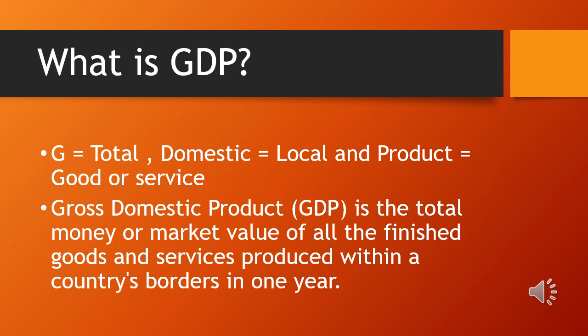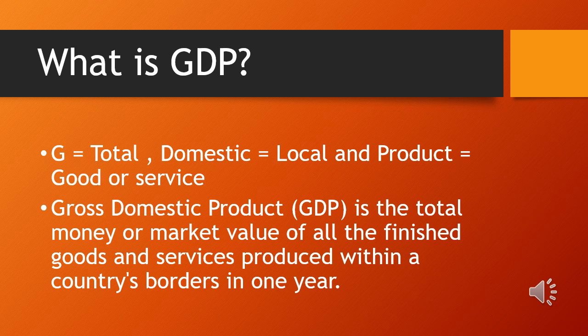So what is GDP? G stands for gross or total. D stands for domestic or local. Product stands for any good or service. Gross domestic product, GDP, is the total money or market value of all the finished goods and services produced within a country's borders in 1 year. It is a broad measure of overall domestic production. GDP shows the standard of living of the people in a country.